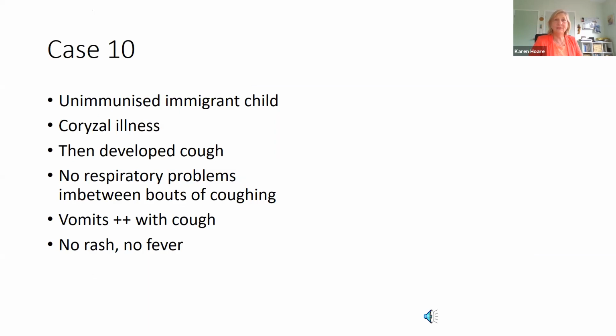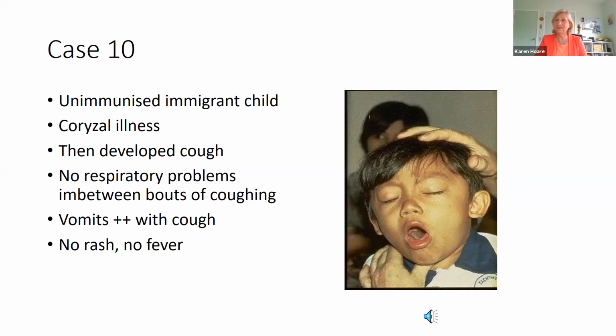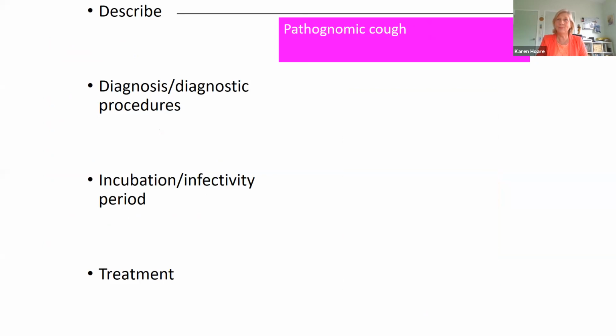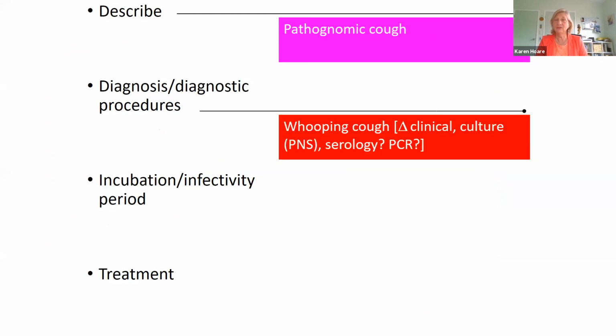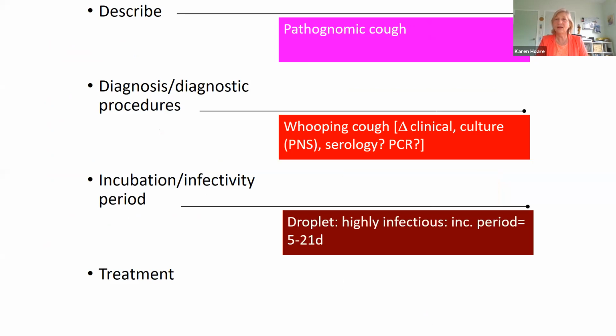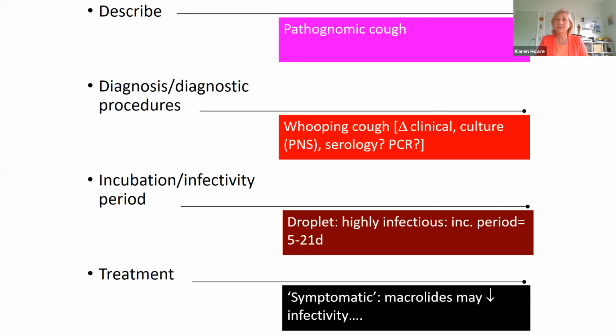Unimmunized immigrant child, coryzal illness, then developed a cough, no respiratory problems in between bouts of coughing and vomiting with the cough. We got this? Yes. It has a pathognomonic cough, unmistakable when you hear it. Whooping cough. Highly infectious. Macrolides reduce the infectivity, so you could give the child macrolides.